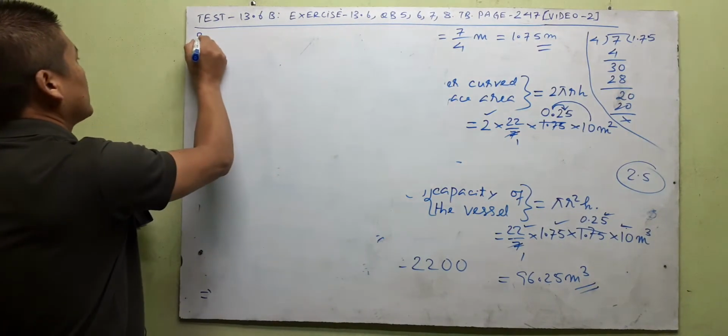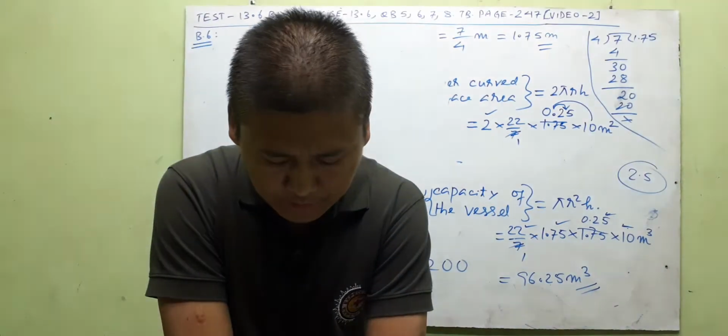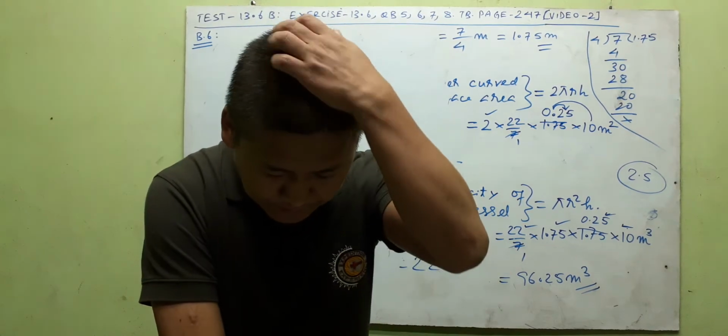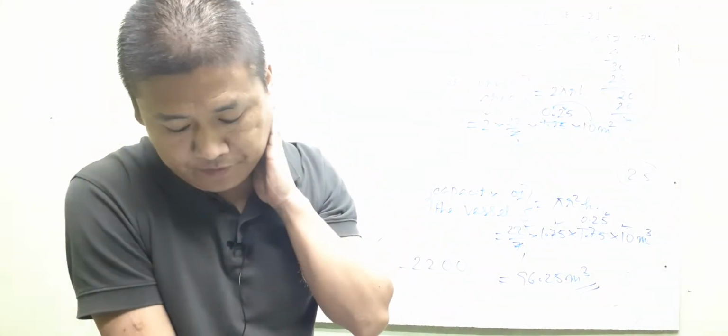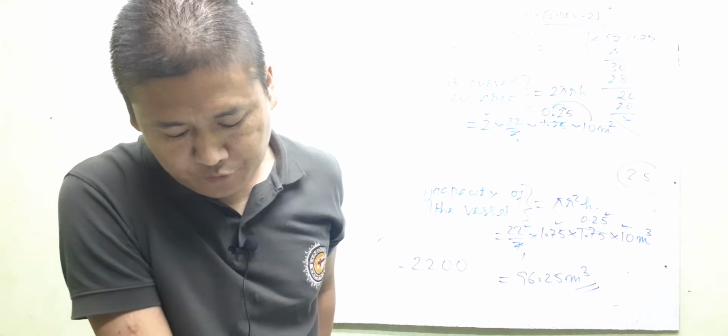Let us go to B6 and let me read the question for us. The capacity of a closed, so keep that word in mind, closed cylinder vessel of height 1 meter is 15.4 liters. How many square meters of metal sheet would be needed to make it?